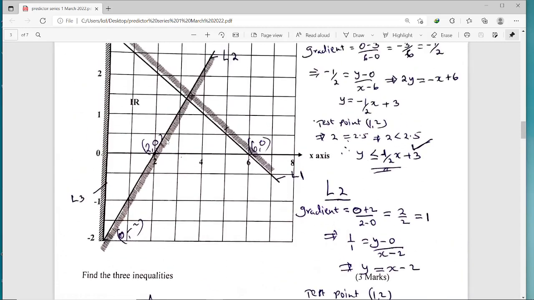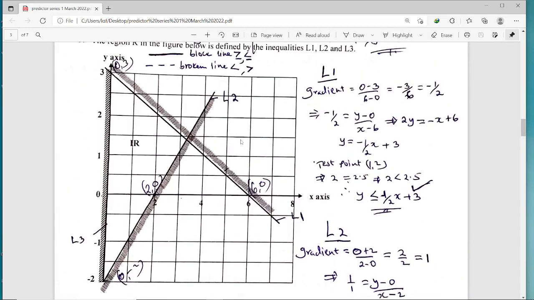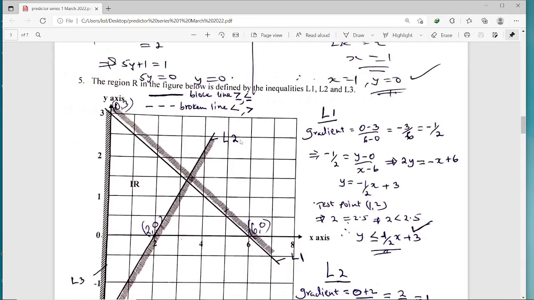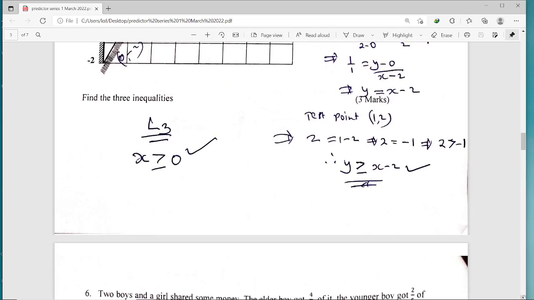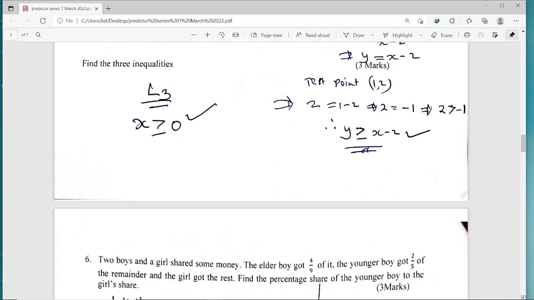So if you are given a graph and you are asked to deduce the inequalities, that is the way to do. You first of all find the gradient, you find the equation, you have a test point. At endpoint, you pick endpoint. I could have picked even this one because it's possible. This point is 1, it could have been 1, 1. So even if you pick 1, 1 and use it as the test point, you can still get the same answer. So that is how you do it when you are given a graph of inequalities and you're asked to deduce the inequalities.